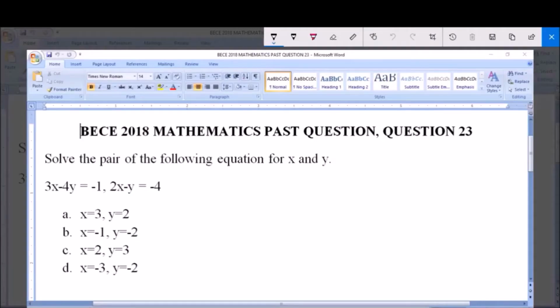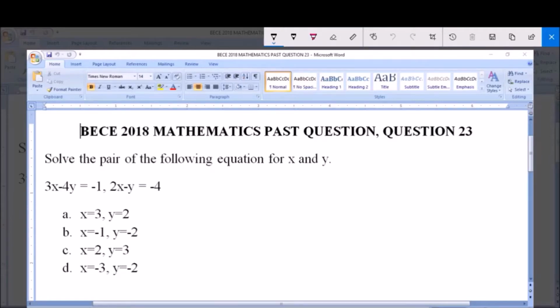Hello, good day and welcome. Today we're going to be dealing with BECE 2018 Mathematics Past Question, question 23. Solve the pair of the following equations for x and y. 3x minus 4y is equal to minus 1. Then 2x minus y is equal to minus 4.